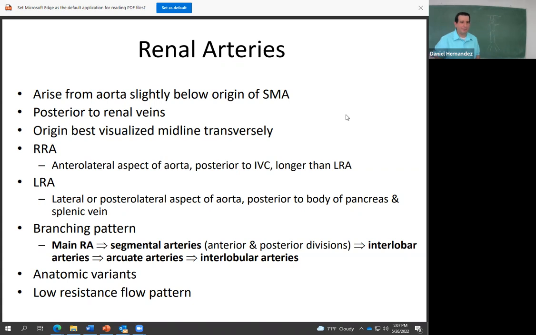I apologize. So going back to the renal arteries, the right renal artery arises from the anterolateral, so slightly anterior but still the lateral aspect of the aorta. It is posterior to the IVC and is longer than the left renal artery. Kind of throw my IVC in here as well. Kidneys.